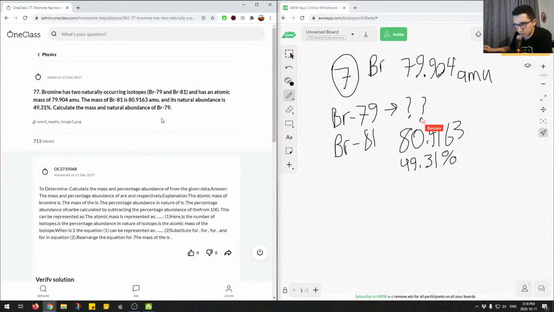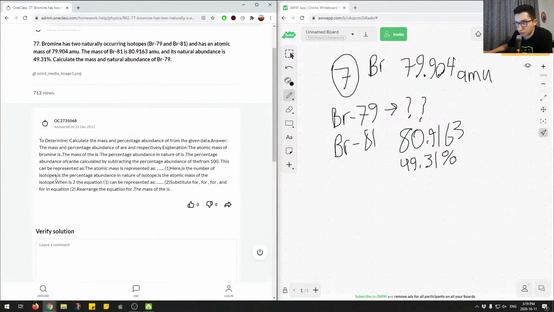So let's go through what the junior tutor said, and we'll go through how to get to the correct answer. The junior tutor says to calculate the mass and percentage abundance from the given data. I think there are just some missing values, not sure if this was by accident. The atomic mass is represented as blank. So let's run through the process of how to get the answer here.